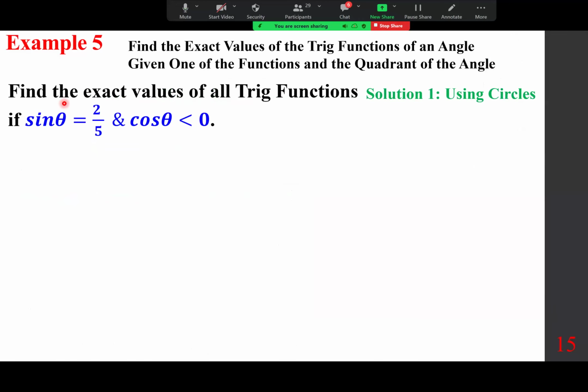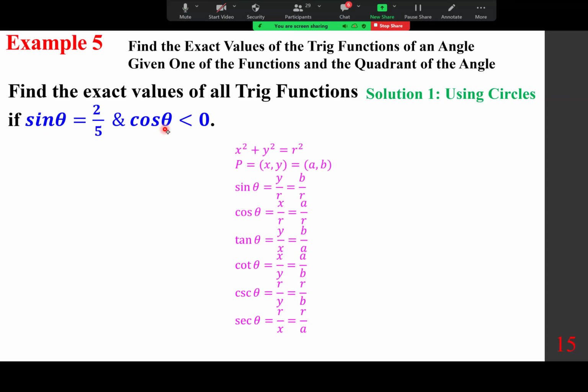All right, for example, we want to find the exact value of all trigonometric functions where sine is 2 over 5 and cosine is negative. And we are going to do it 2 ways. First, we're going to deal with the circles. Now, understand sine is positive. That means the first or the second quadrant. Cosine is negative, and that gives you quadrant 2.